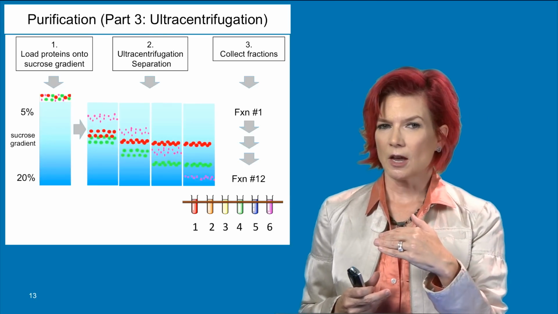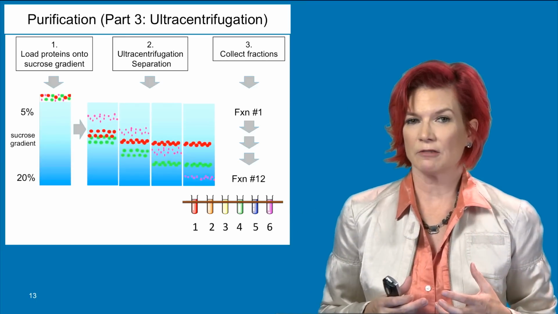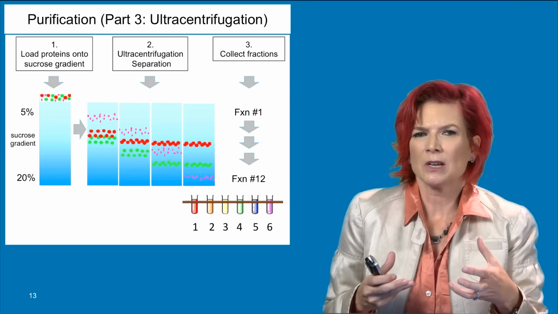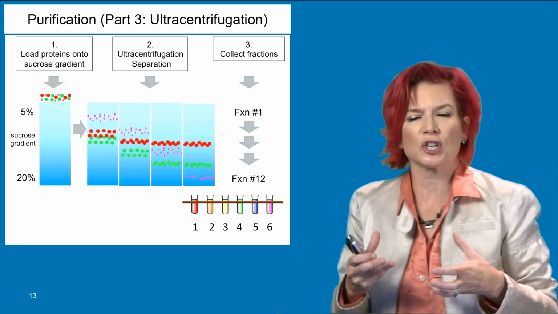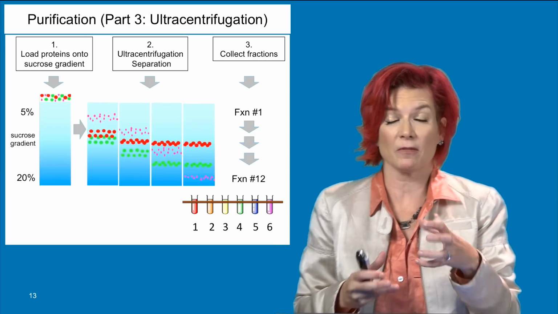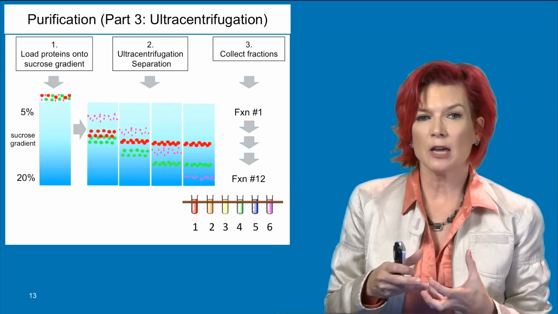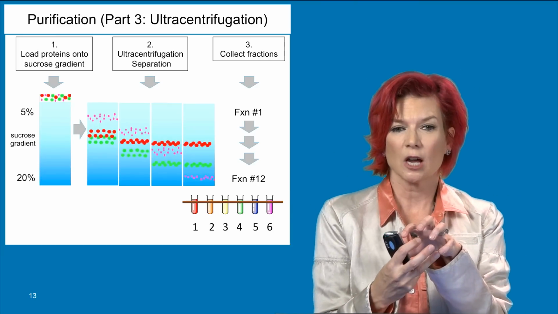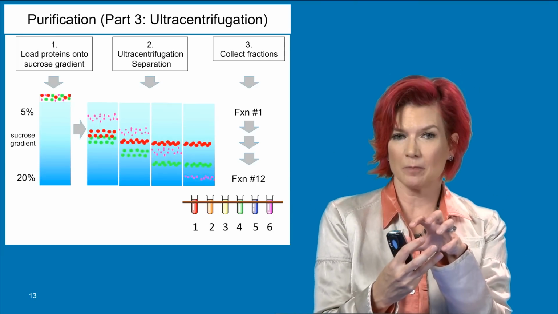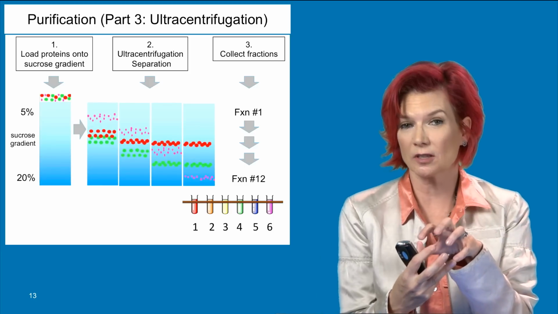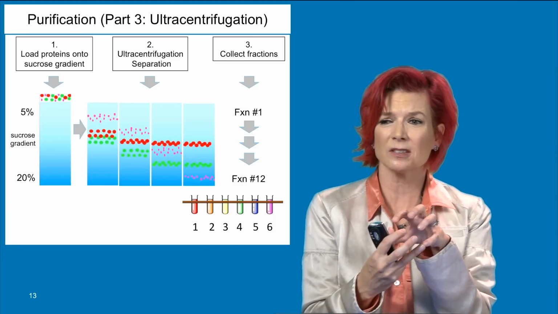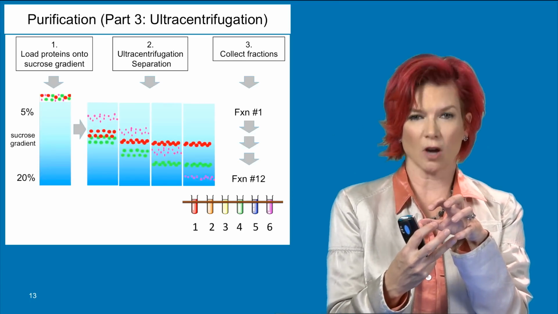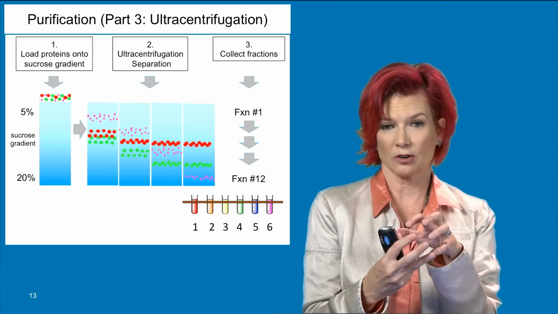They're separated based on molecular mass and frictional coefficient. Frictional coefficient, you can think of it as the shape of a molecule or the shape of a complex of proteins. And proteins that are bound together tightly in a complex will be retained in the same fractions during the centrifugation. So this is a very rigorous way to look at protein complexes and protein-protein interactions.